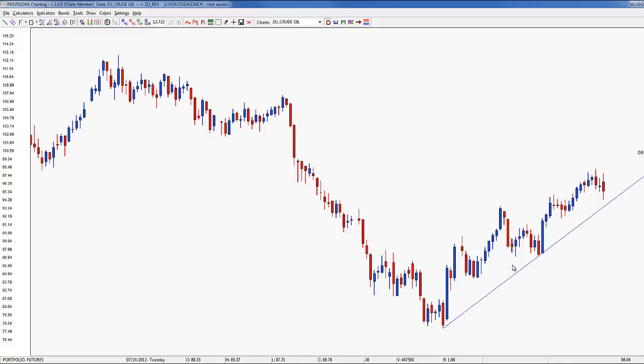And you'll notice that it should be parallel to the actual direction the market's going. The market is going from here to here. The line's in the same parallel.